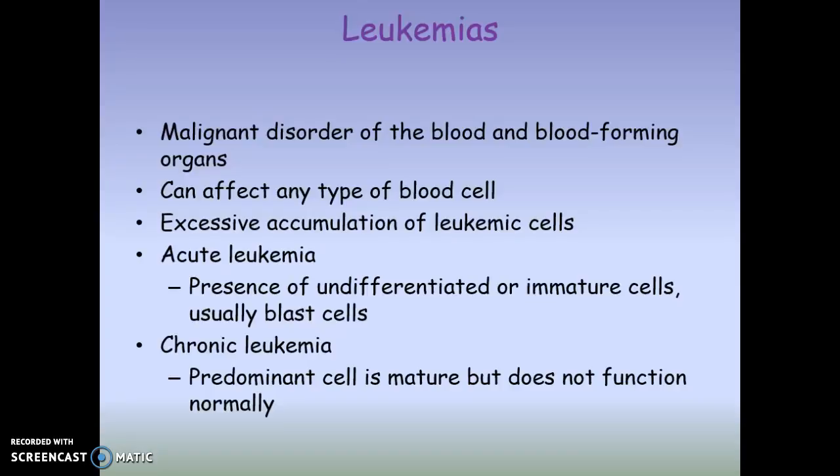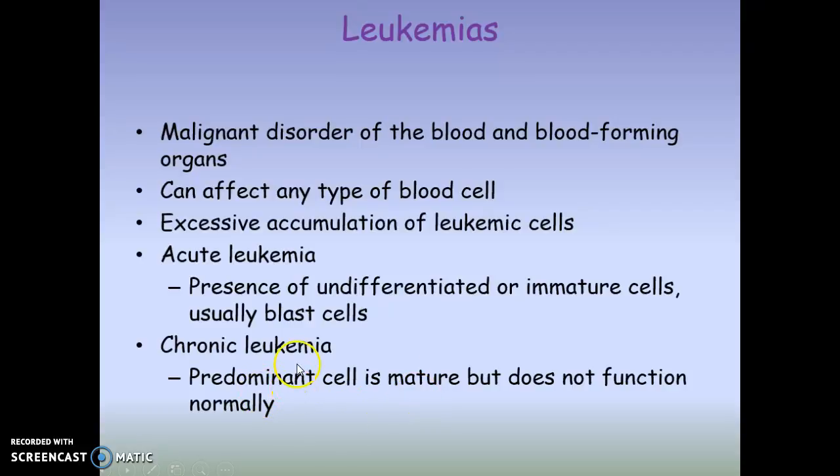Figure 21.8 looks at the different types of leukemias and how they originate. What you need to know is that leukemia involves blood-forming organs and cells, and it's an excessive accumulation of those cells that causes issues. You can have acute leukemia, which is the presence of undifferentiated or immature cells, and chronic leukemia, where the predominant cancerous cell is a mature cell that doesn't function normally.